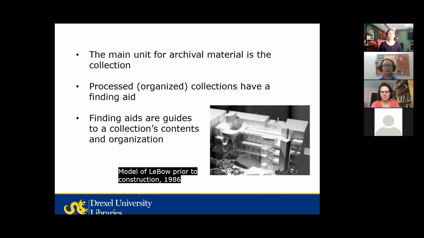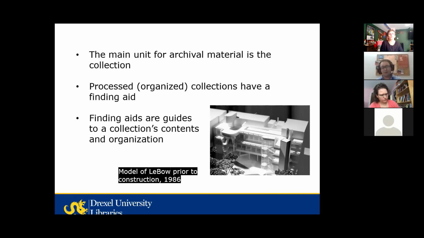To continue with the differences between libraries and archives, if the main unit for a library is a single book, to be simplistic, then the main unit for archival material is the collection. And a collection is usually a group of material that was created by the same individual, family, or organizations. They're often arranged, which is the archival term for organized, into sections, which we call series and subseries.